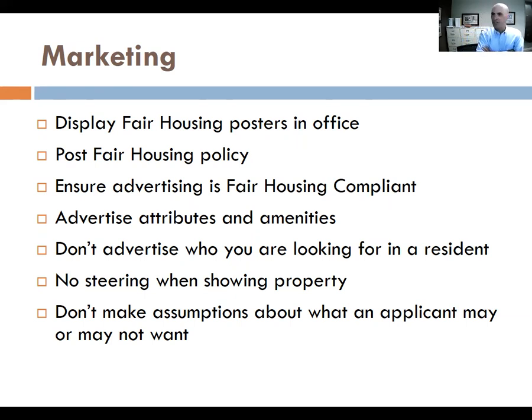We've talked about steering when showing apartments. And the last point here is don't make assumptions about what an applicant may or may not want. Don't assume that the person with a disability wants a first-story apartment. They'll tell you if they have no interest in a second-story apartment. Or that the person without children wants the quiet building. Okay, next slide.